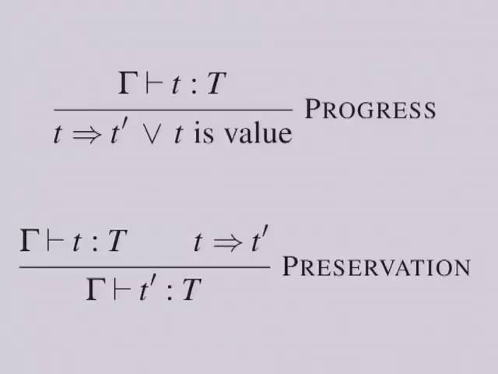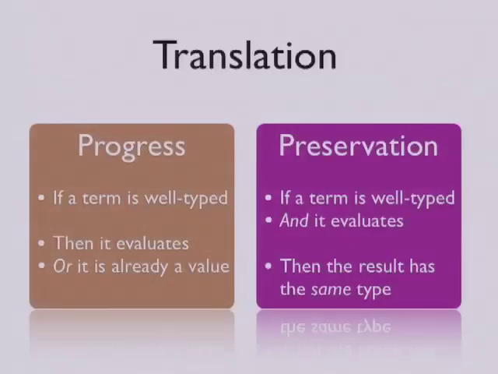Does everybody feel enlightened? Right? Rule number one of mathematics: understanding comes through Greek. Yeah, let's translate this. These two principles are called progress and preservation.